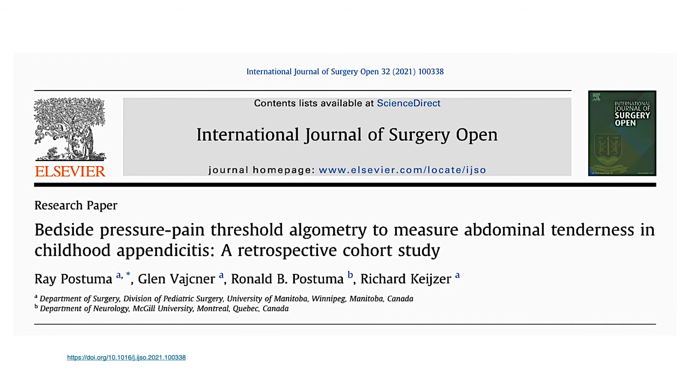So how could we make use of all this information to help guide us to the diagnosis of appendicitis? So we reported 2 months ago in Open Access Journal this study, a retrospective cohort study, and I'm grateful to my young colleagues for their contribution.